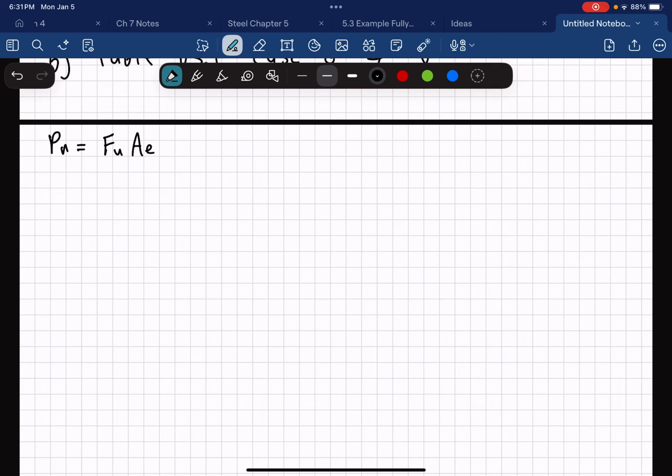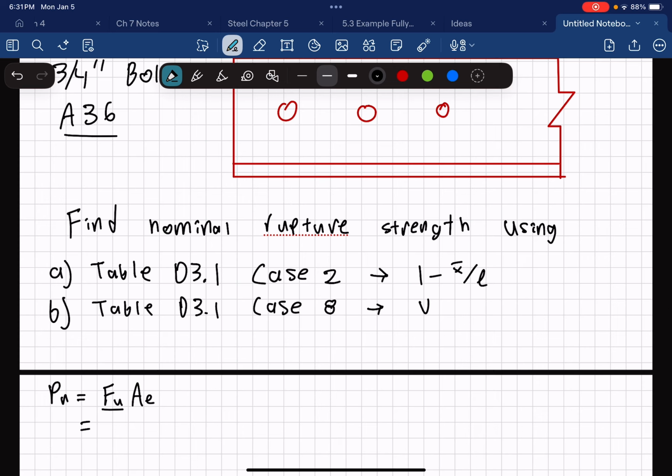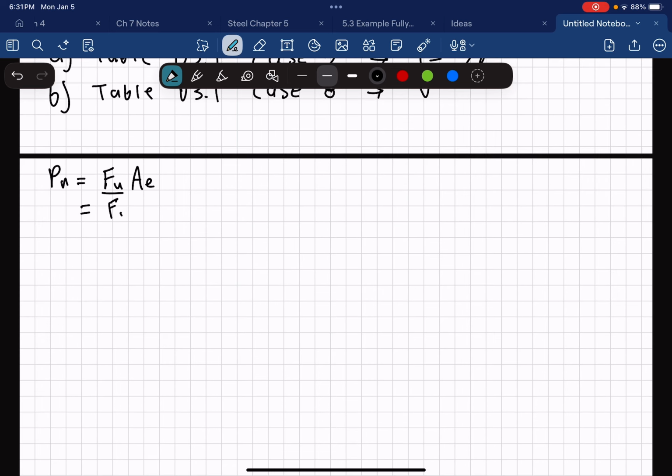Pn, which is the nominal tensile strength, is going to be equal to Fu Ae for rupture. What this effectively means is our ultimate stress, which by the way comes from the grade of steel that we have, is going to be multiplied by Ae, which is right here. But Ae can be broken down further into the net area times the shear lag factor. The shear lag factor is what's going to have an impact on this net area. So we can start by finding our net area for this problem. It's going to be the same no matter what our shear lag factor is.